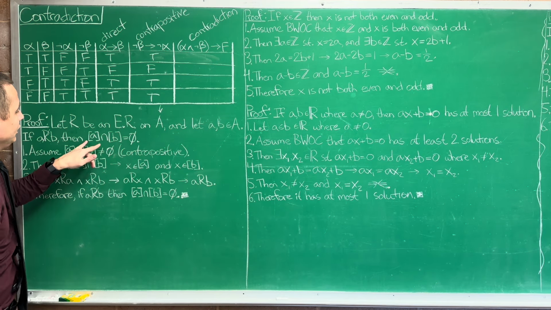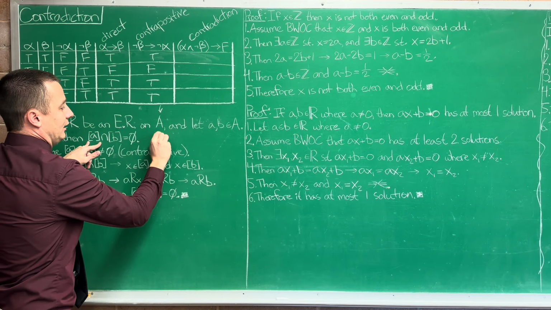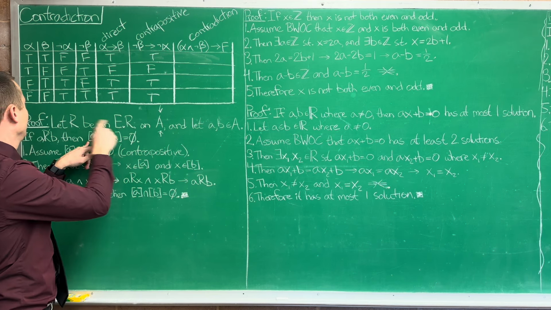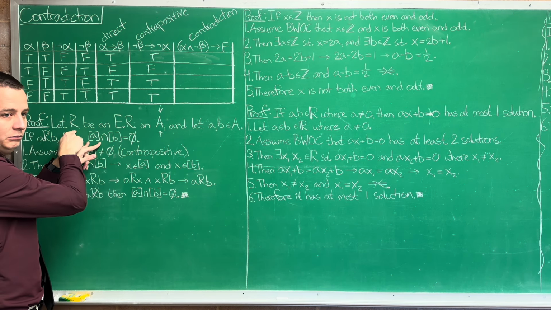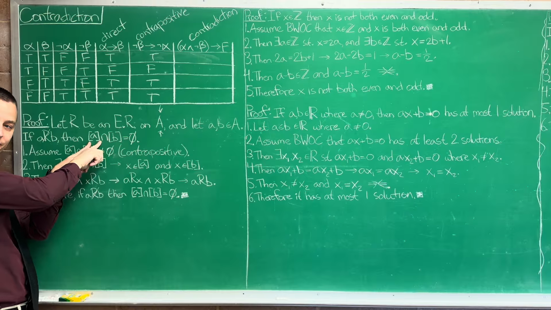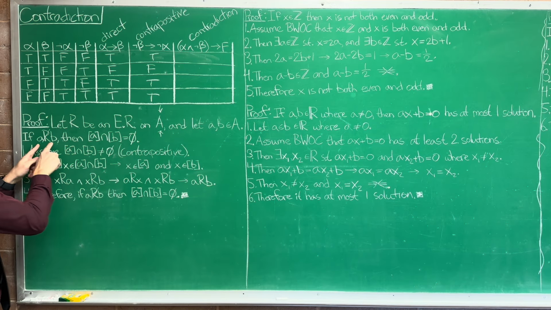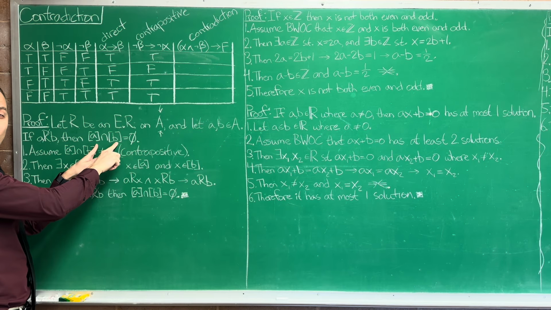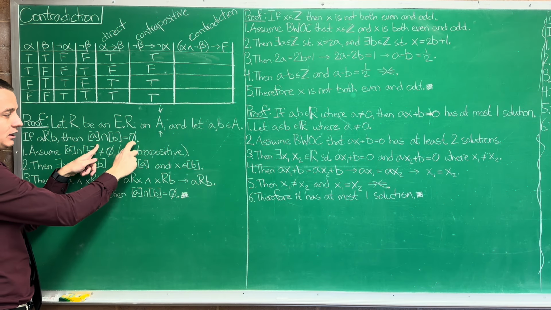If A was a set of all students in this class, and R was the relation "has the same last name," then my equivalence class would be everyone with the same last name as me, everyone who's a Timpson. So what this is saying is that if me and you don't have the same last name, then our equivalence classes have nothing in common.